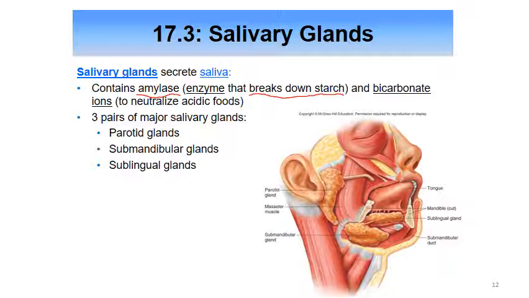So we will learn about these salivary glands. Parotid gland, we're going to learn that it's right in front of our ear, so the anterior part of our ear. Submandibular glands are located under the mandible, and the sublingual is located under the tongue.